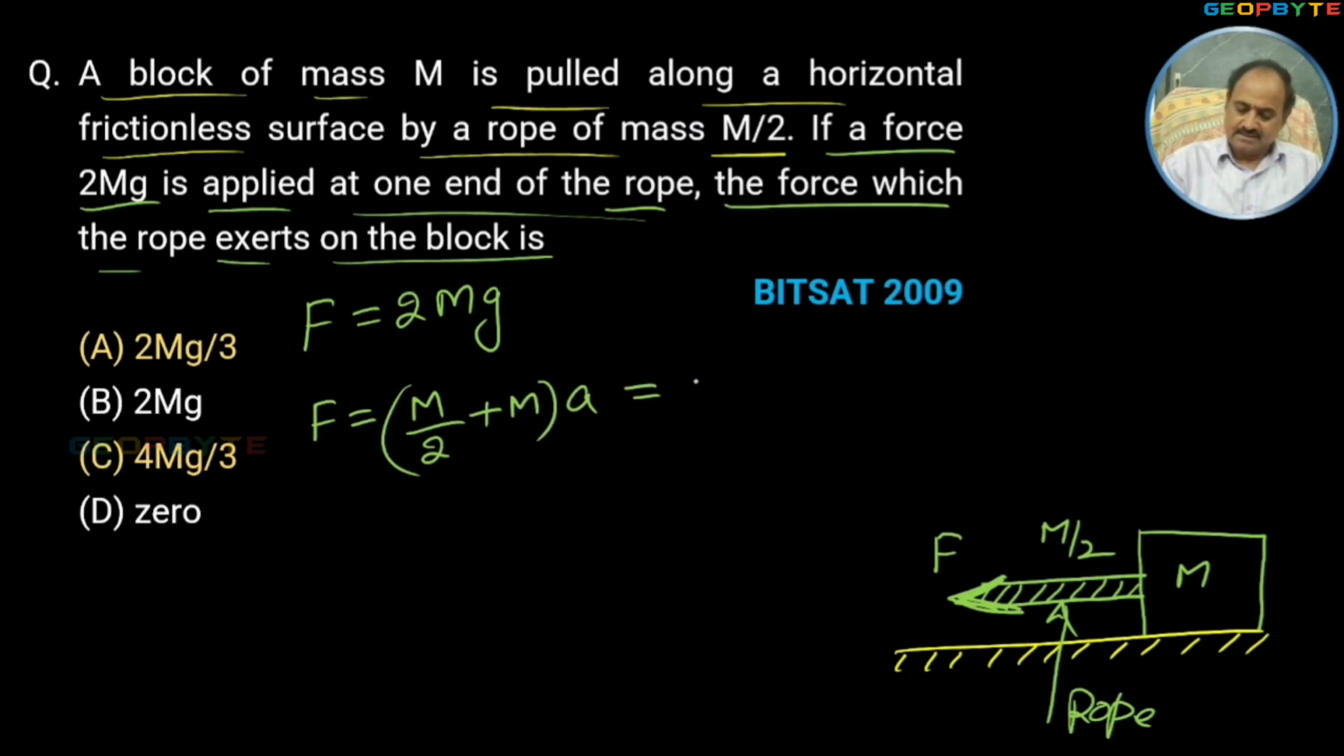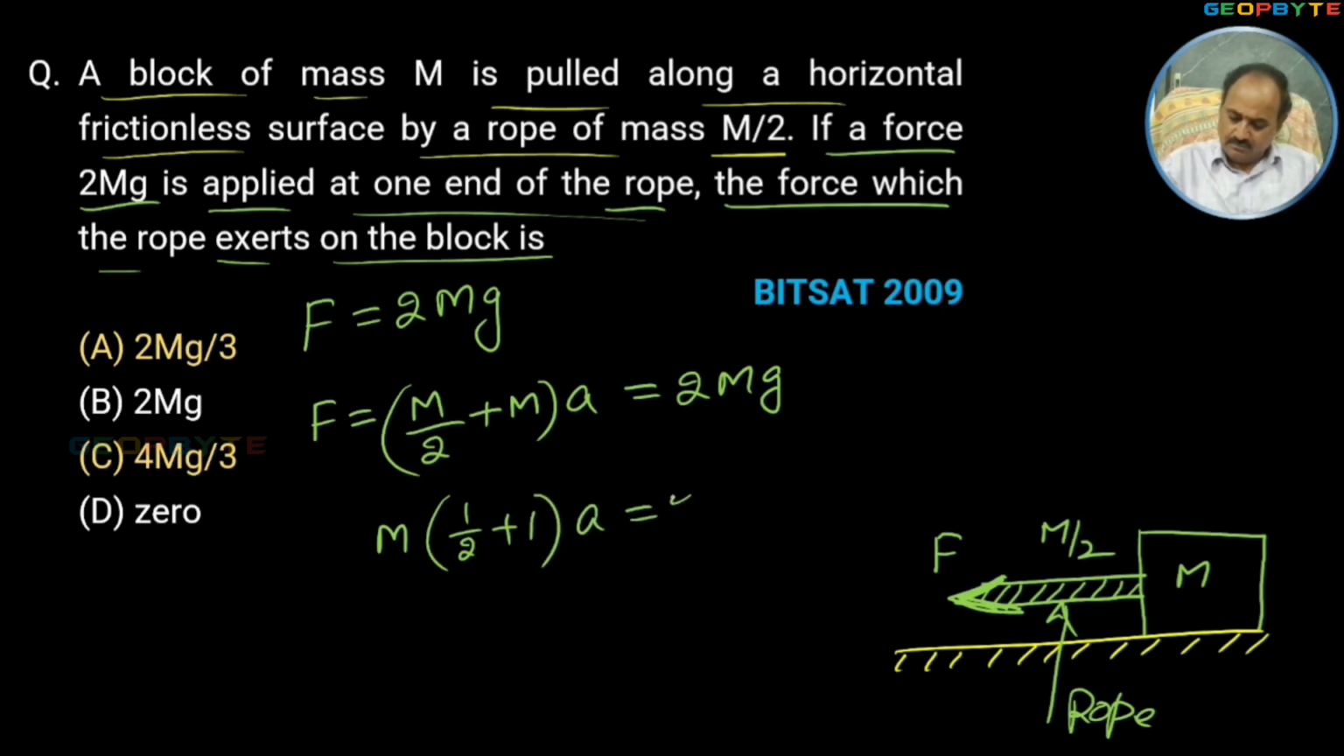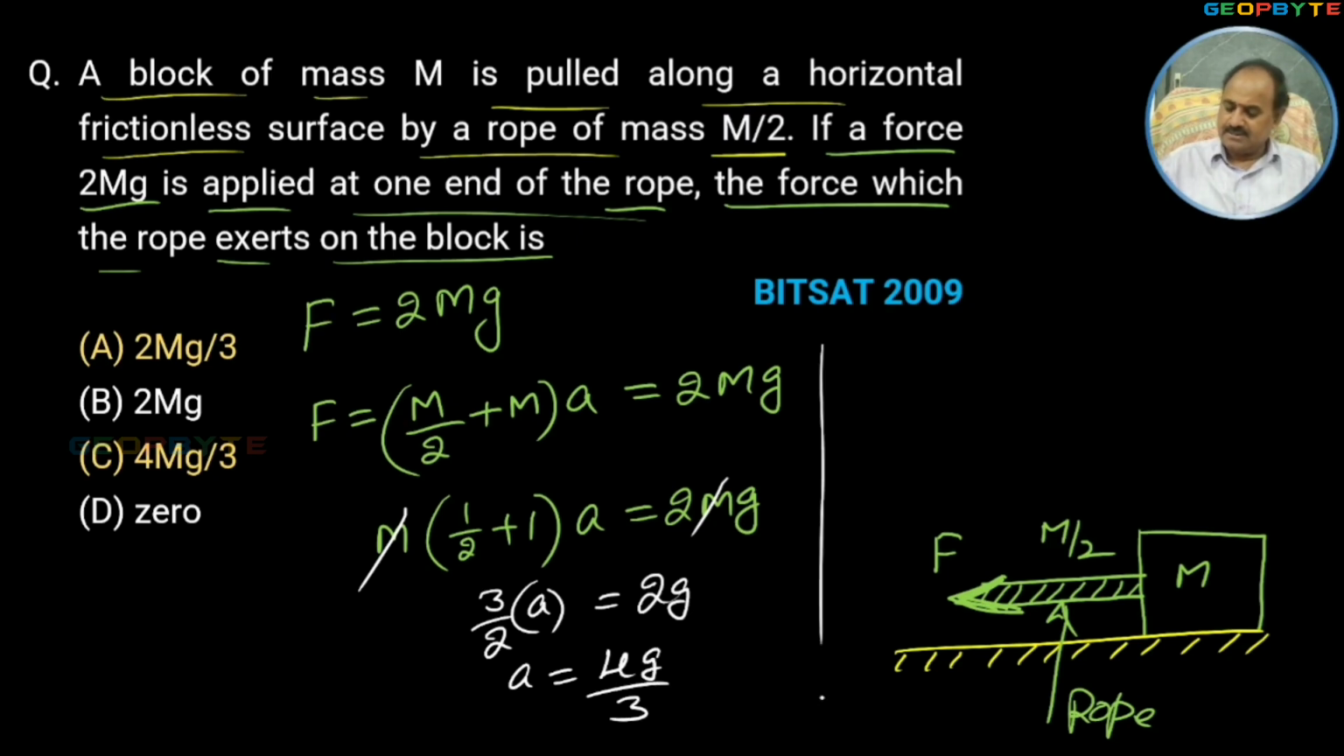This force is given as 2 mg. Let us write the M outside: 1 by 2 plus 1, into acceleration, equals 2 mg. This M is cancelling. Then it is 3 by 2 into a equals 2g. From this, acceleration equals 4g by 3. That's the acceleration.